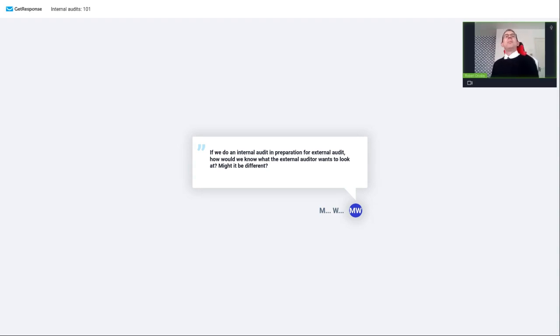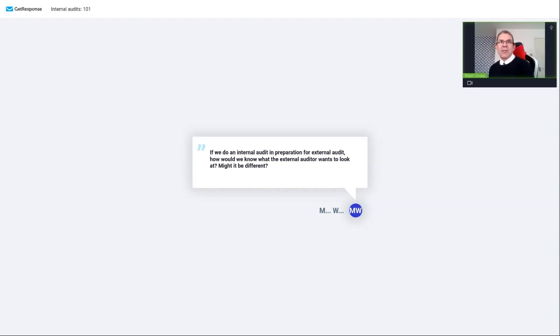Michelle, thank you for this one. If we do an internal audit in preparation for an external audit, I like this one, how would we know what the external audit wants to look at? Might be different. Okay, then I'm going to give you some very straightforward advice. An external auditor will generally come in and, certainly from where I'm sitting, I tend to look at a sample from the full entirety of the management system.